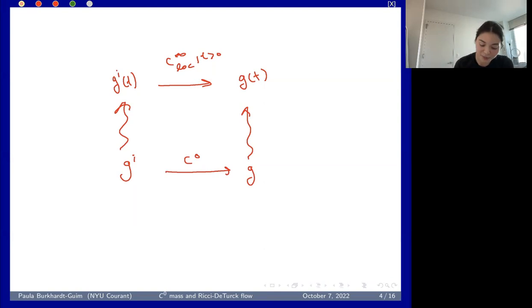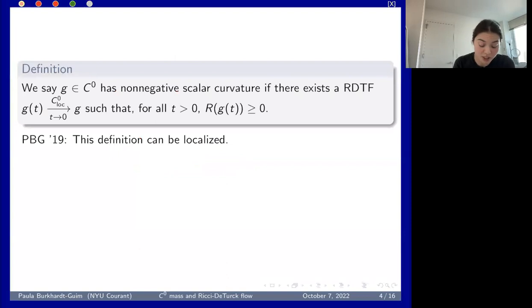By the way, this argument suggests a very natural synthetic notion of a lower scalar curvature bound for metrics that are only C0. Namely, we could say that a C0 Riemannian metric has non-negative scalar curvature, let's say in the sense of Ricci flow, if there exists a Ricci-DeTurck flow for it, such that for all positive times, the Ricci-DeTurck flow satisfies the lower scalar curvature bound.